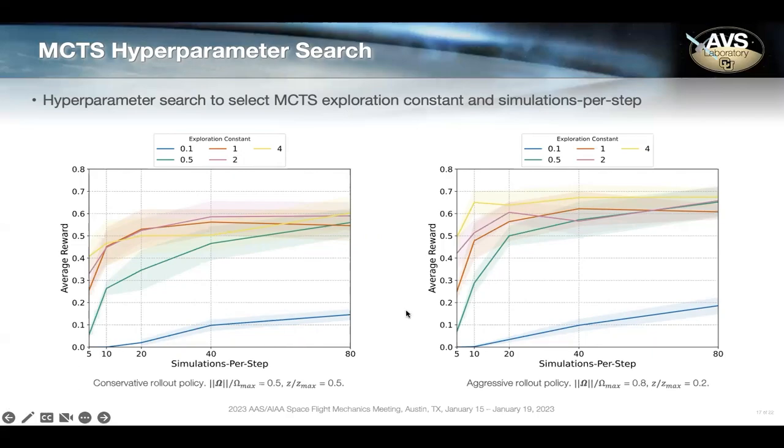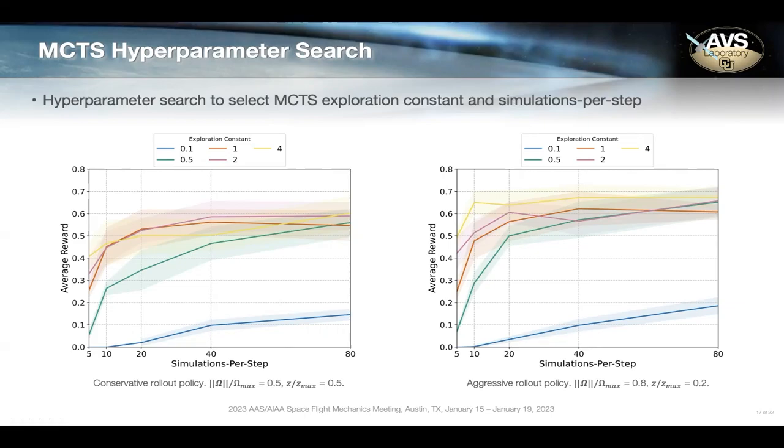So at every step through the environment, MCTS will run anywhere from 5 to 80 simulations to select the next best action. On the left-hand side here, we use a more conservative rollout policy. We look at the safety states and say, if any of the safety states are at about half of their limit, we take the safe action. Otherwise, we do science. On the right-hand side, if our wheel speeds are at about 80%, we'll take a safe action. If our battery charge is at, I think, 20% depth of discharge, we'll take a safe action. So the rollout policy on the right is a lot more aggressive.